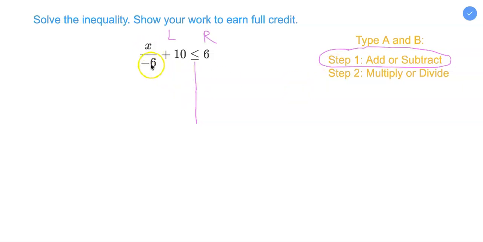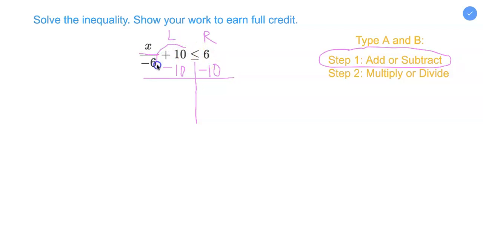If you look at the x and the negative 6, the x is separated from the negative 6 by division. The x is separated from the 10 by addition. So the first thing we're going to do is get rid of the 10. The opposite of addition is subtraction. So we're going to subtract 10 from each side. Whatever you do to the left side, you have to do to the right side to maintain balance.